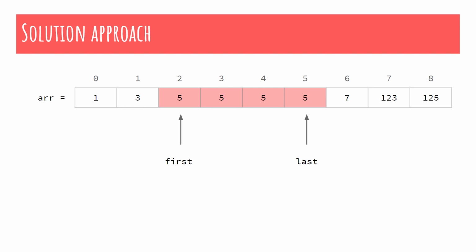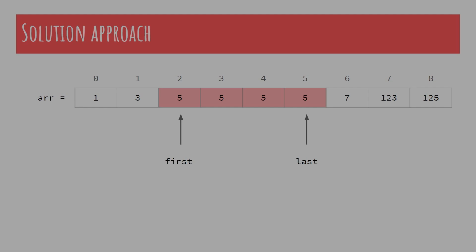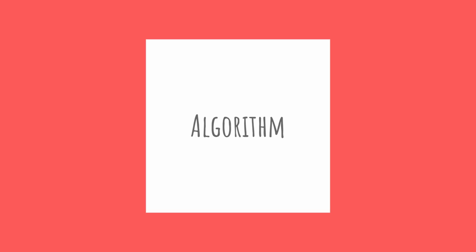At last, the first and the last variables will be pointing to the first occurrence and the last occurrence of the element searched. Let's look at the algorithm.